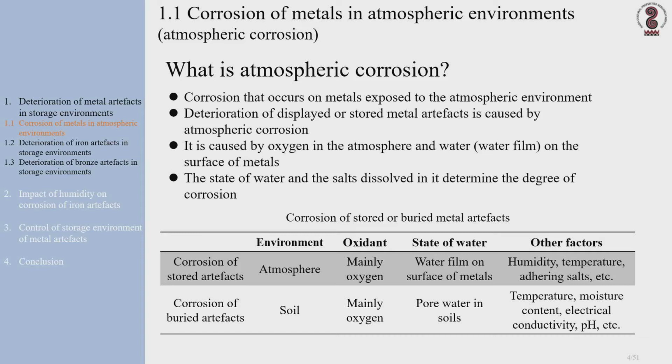A film of water, which we will refer to as the water film hereafter, so thin that it cannot be seen by the naked eye, forms on the surface of metals. Its state and the salts dissolved in that water determine the degree of corrosion.